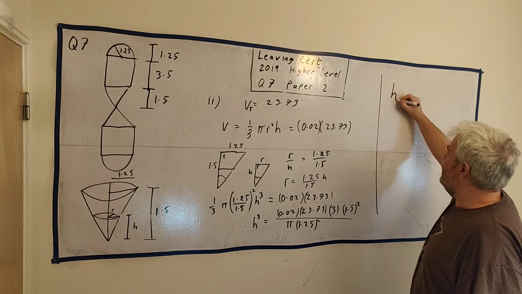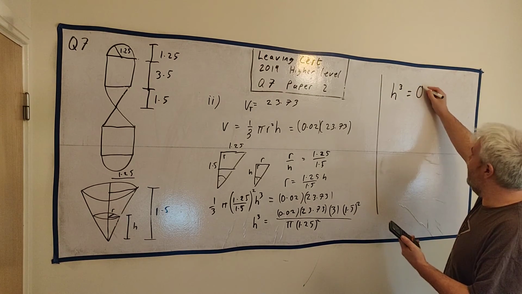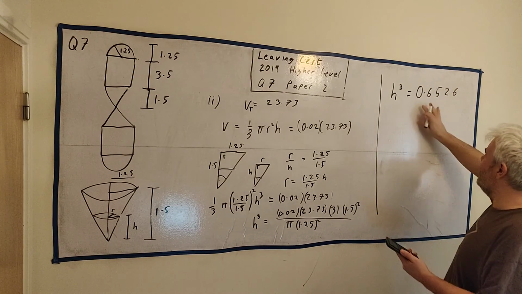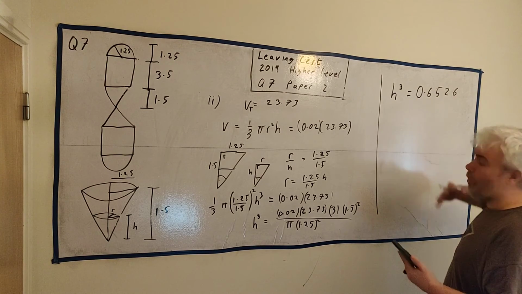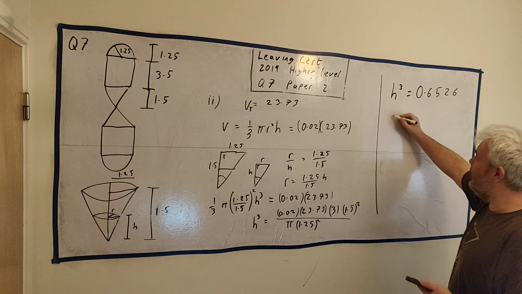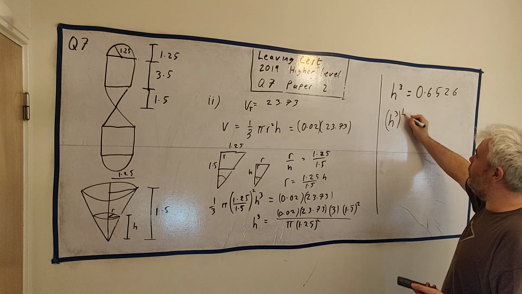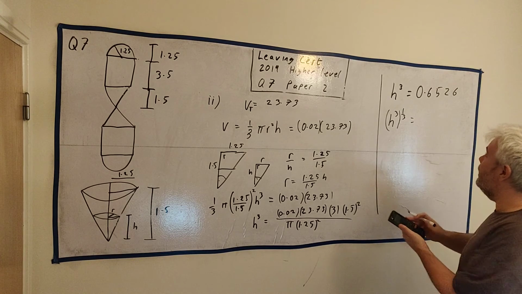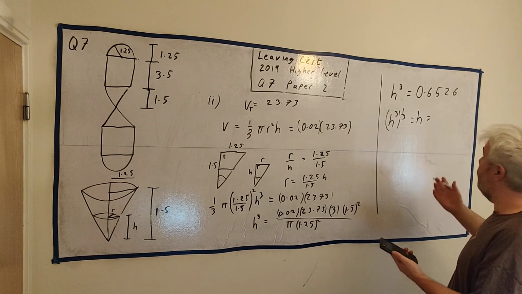Let's find out what h cubed is equal to. That comes out, according to my calculator, at least, at 0.6526. Now you need to take at least 4 decimal places if you're going to write this out. Personally, I don't like to take any. I like to hold everything, keep it in the calculator and then get the cube root of it. H cubed to the power of 1 over 3 is equal to whatever you have on the calculator. Well, it's equal to h anyway.